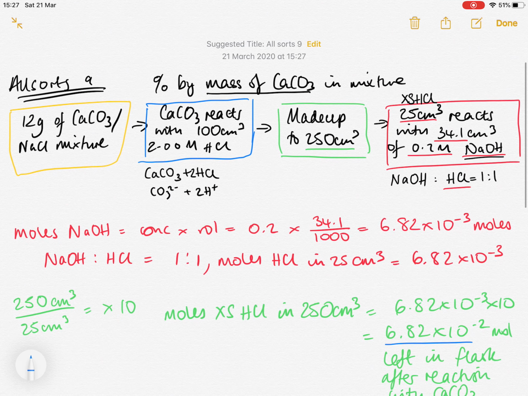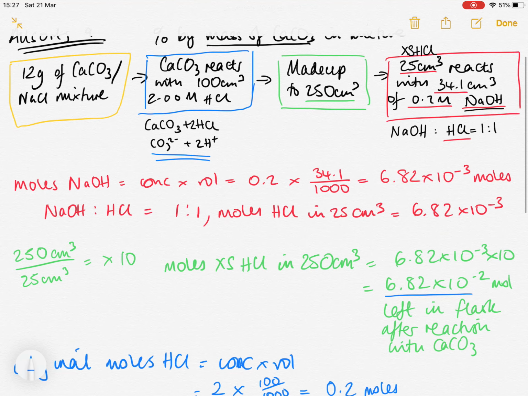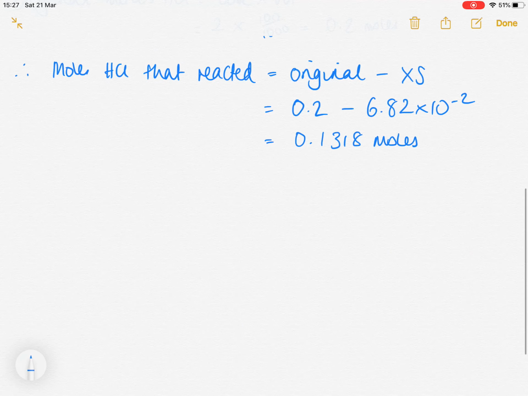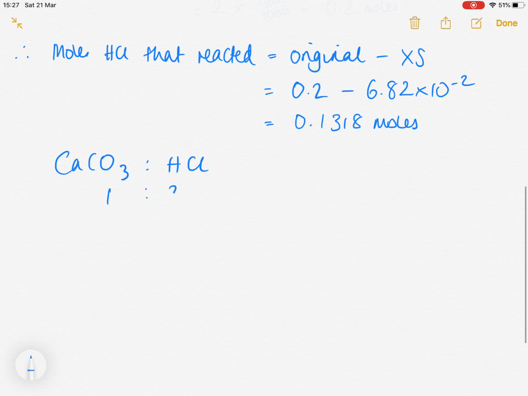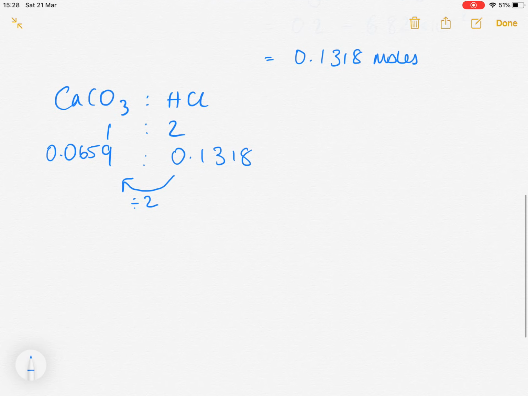So looking back at our flowchart, we've worked out how much acid reacted with the calcium carbonate. Now we can use this ratio to work out how much calcium carbonate there was. So calcium carbonate to HCl, we said was a 1:2 ratio. We haven't got 2 moles, we've got 0.1318 moles of HCl that reacted. So what we're going to do is divide by 2. And so 0.0659 moles of calcium carbonate reacted in the first place. That's how much calcium carbonate there was in that mixture of solids at the start.